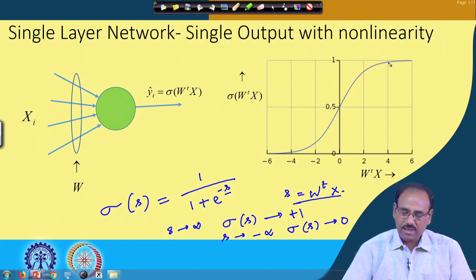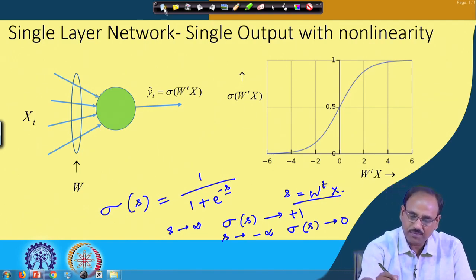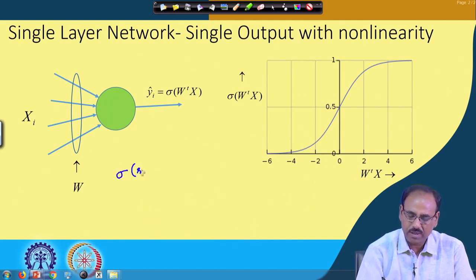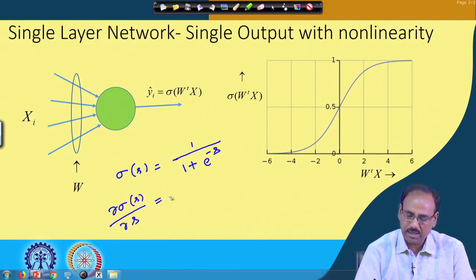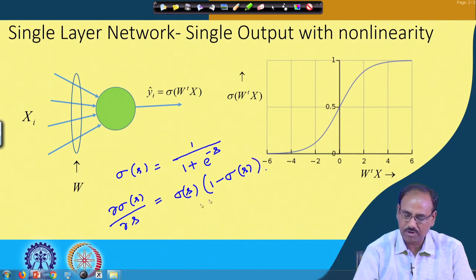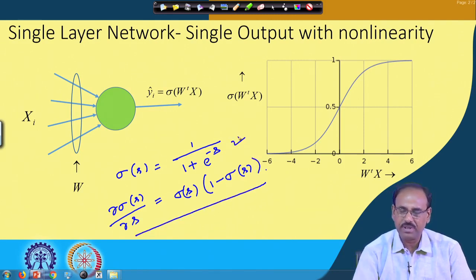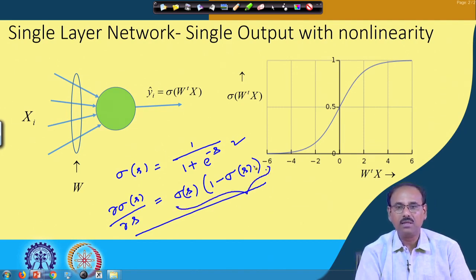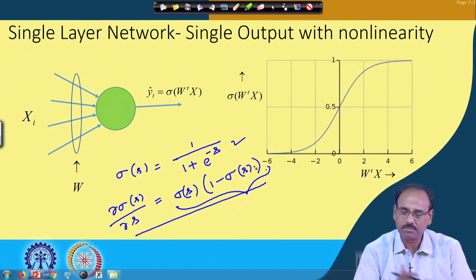The other advantage is that if I take the derivative of sigma, where sigma s is 1 over 1 plus e to the power minus s, the derivative of sigma s with respect to s simply becomes sigma s into 1 minus sigma s, which is also a very, very simple form. You can take the derivative with respect to s and verify that this is the derivative you get. So, these are many of the advantages of using the sigmoidal function as a nonlinearity or as an activation function of the neural network.